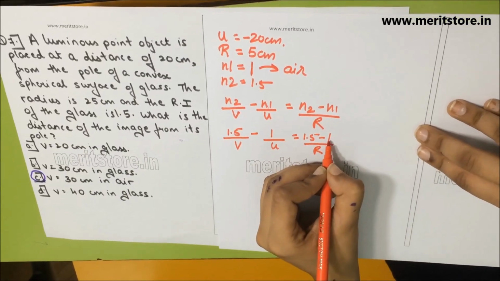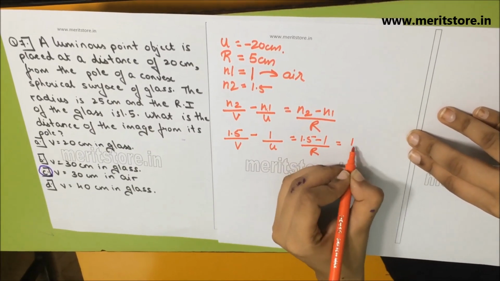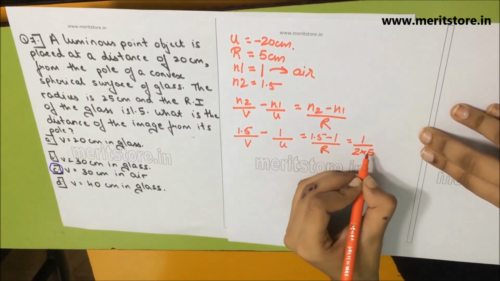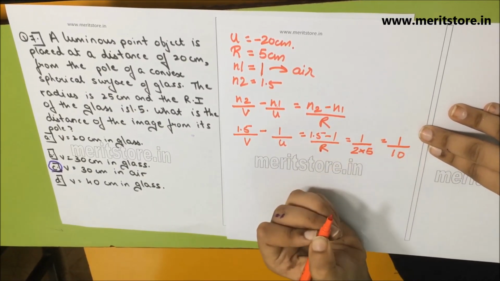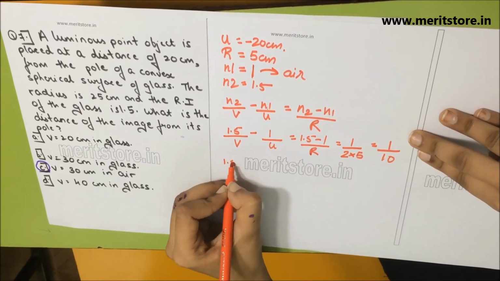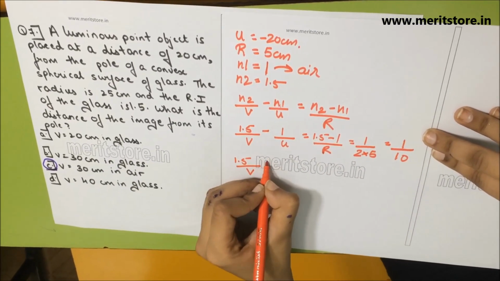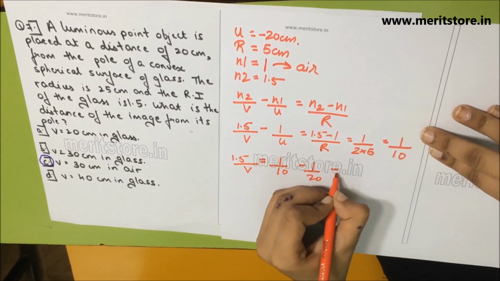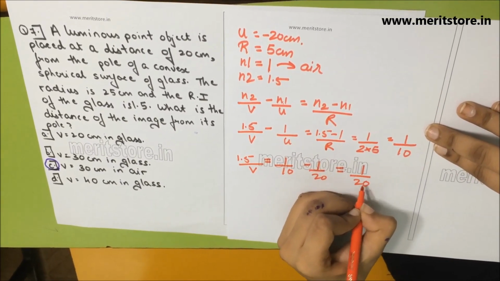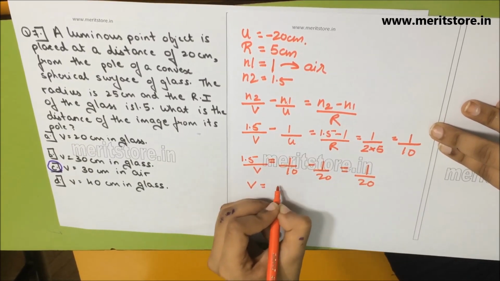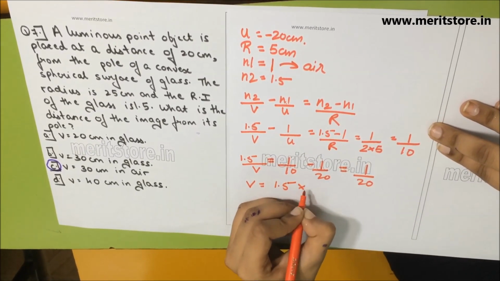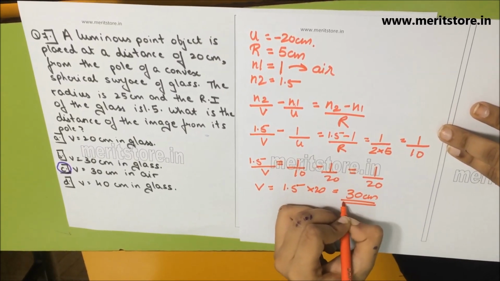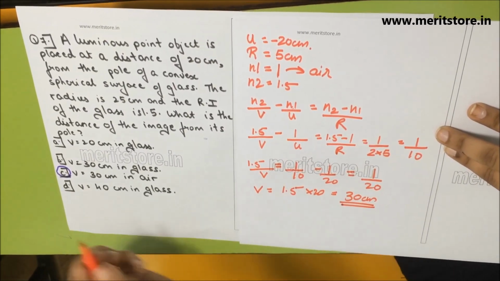1.5 minus 1 is 0.5, which can be written as half, and R is 5. So we get this as 1 by 10. Therefore 1.5 upon V is equal to 1 by 10 minus 1 by 20, which boils down to 1 by 20. V will be 1.5 into 20, that is 30 centimeters, and since it is not negative, it is positive, it will be in air.